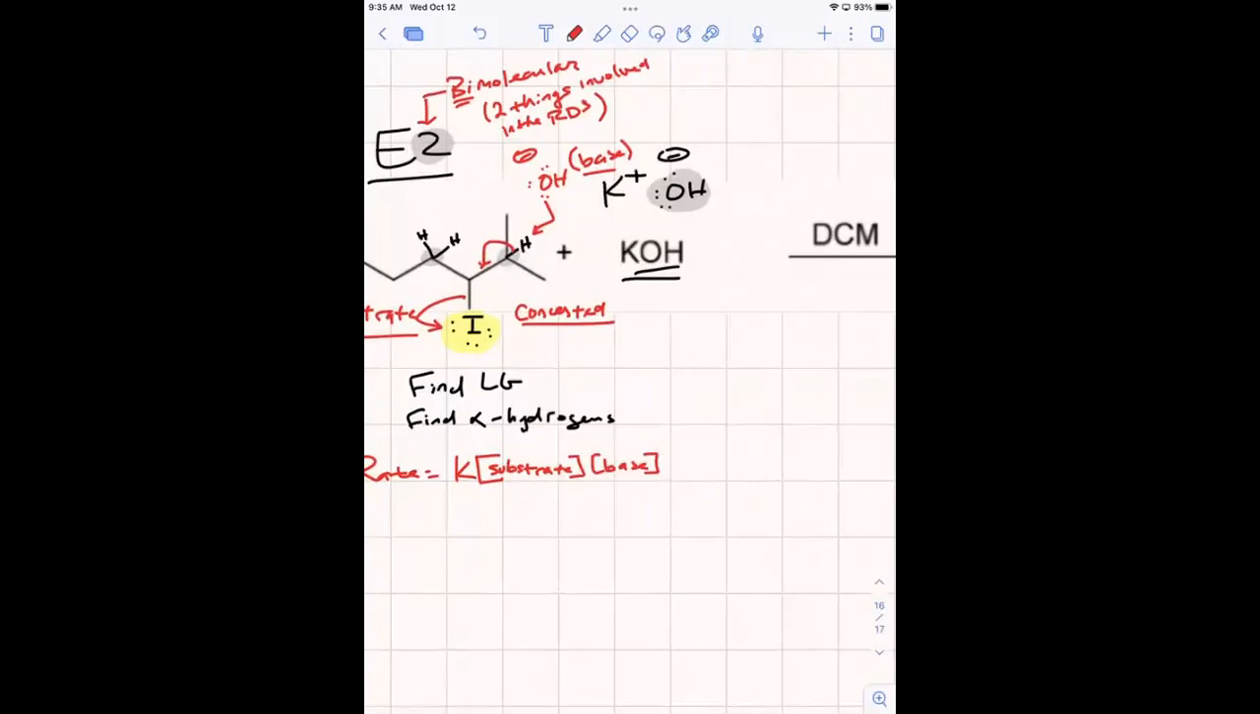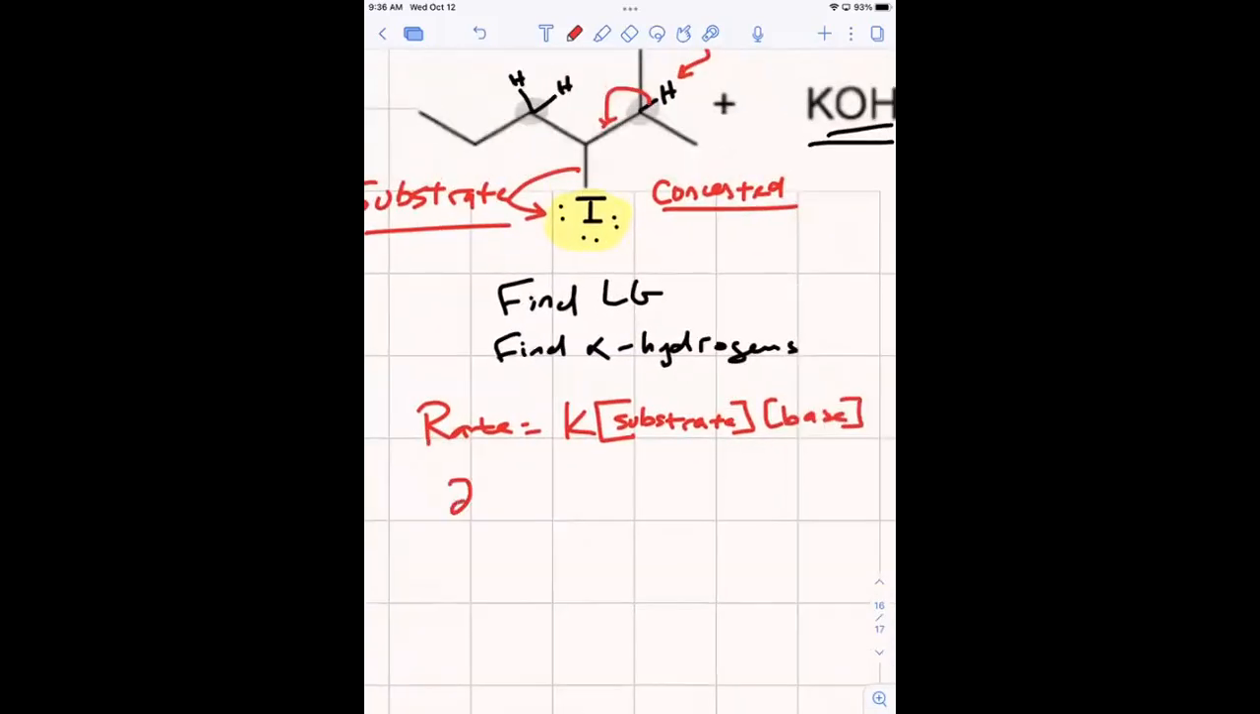It's just like SN2. SN2 is the substrate and the nucleophile. SN1, which is unimolecular, was just the substrate. Here, it's the substrate and the base. And then you'll see when we do E1, it's just the substrate, just like SN1. So the rate law is a second order rate law. Second order overall, first order in substrate, first order in base. So anything you do to the base is going to affect the rate. Double it, triple it, quadruple it, cut it in half, whatever. It's going to have an effect on the rate.